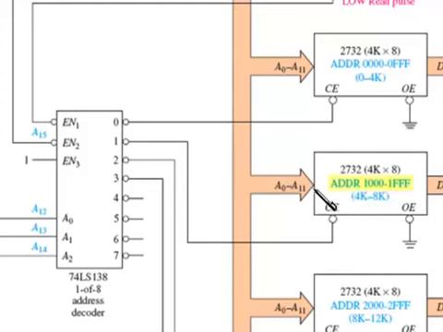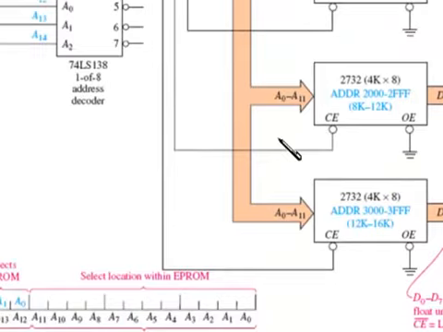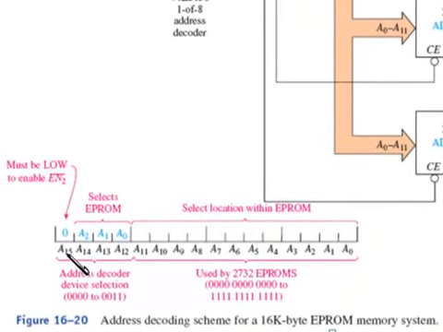So the addresses to access this chip are going to be 1000 up through 1FFF. And the same with the next one is going to be 2000 up through 2FFF. So to determine the scheme, what's helpful often is to draw the 16 bits of memory and label what you know.